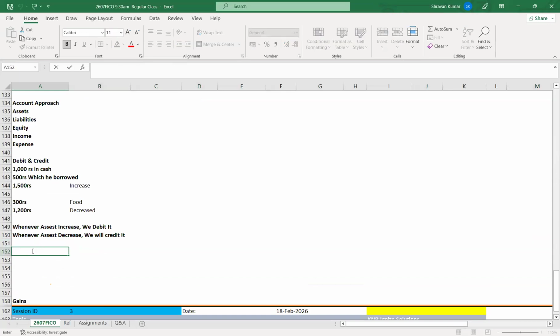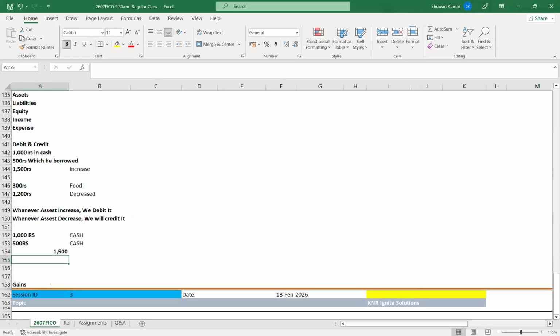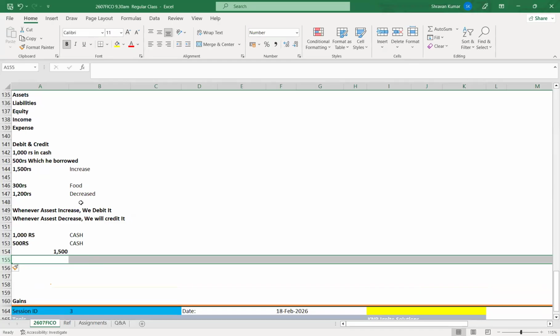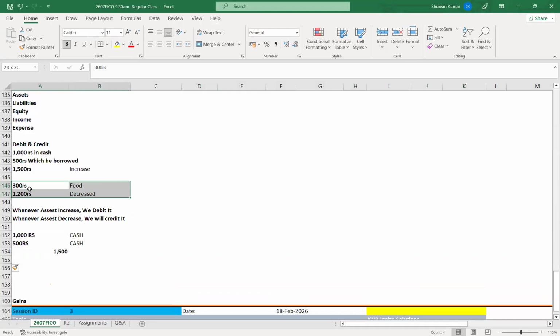So initially we were having 1000 rupees cash in hand. And after some time, our friend returned 500 rupees. That is also in cash. And our total value became 1500. Till here, it's clear, right? Our cash got increased and it became 1500. So we went to the restaurant and bought this food. We spent on food.